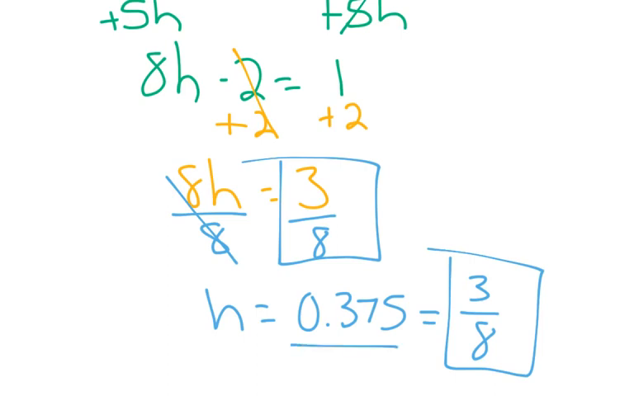Okay, I'm more of a fraction person. You're going to find that out about me. I do like fractions better than decimals. That doesn't mean decimals don't have their place. But if you've got something like 3 divided by 8, like this answer right here, go ahead and leave it as a fraction, 3 over 8.